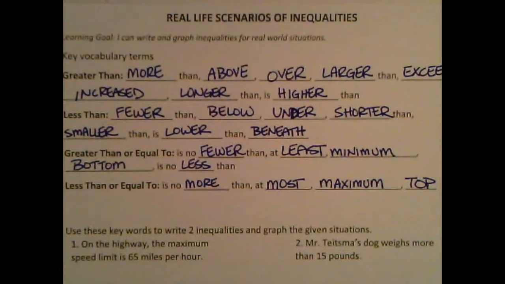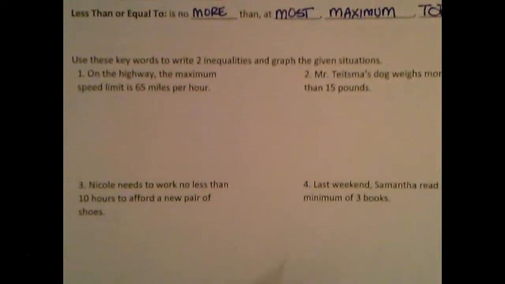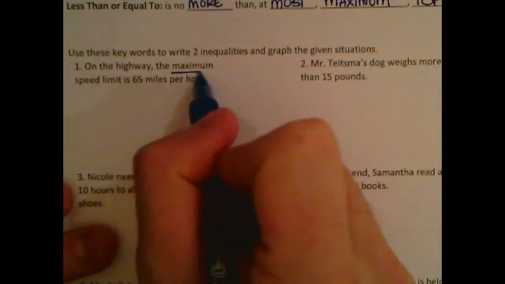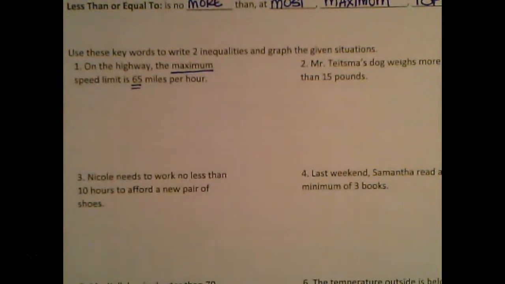All right, let's take a look at some examples together. We're going to use these keywords to write two inequalities and graph the given situations. So this is taking what we've learned in the last couple lessons and putting it all together real quick. All right, taking a look at number 1. On the highway, the maximum speed limit is 65 miles per hour. Keyword we have here is maximum, and I'm looking at the number 65.